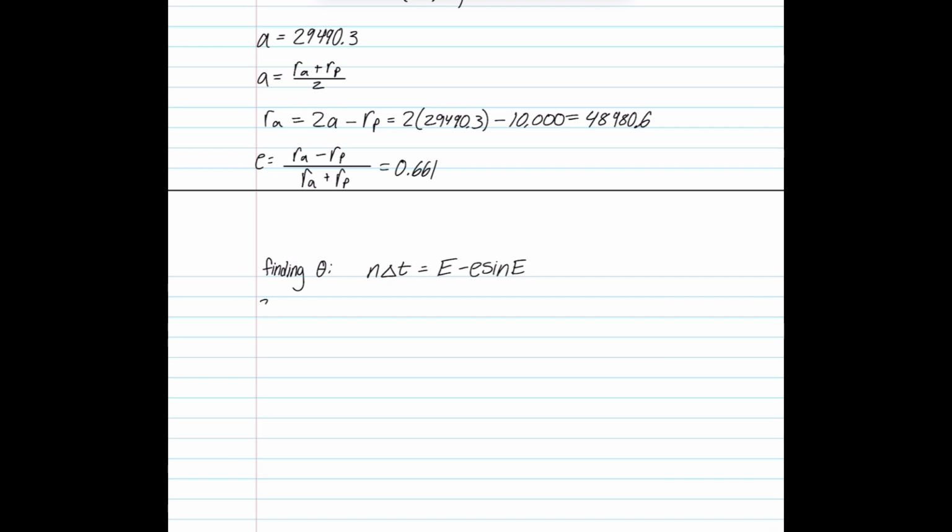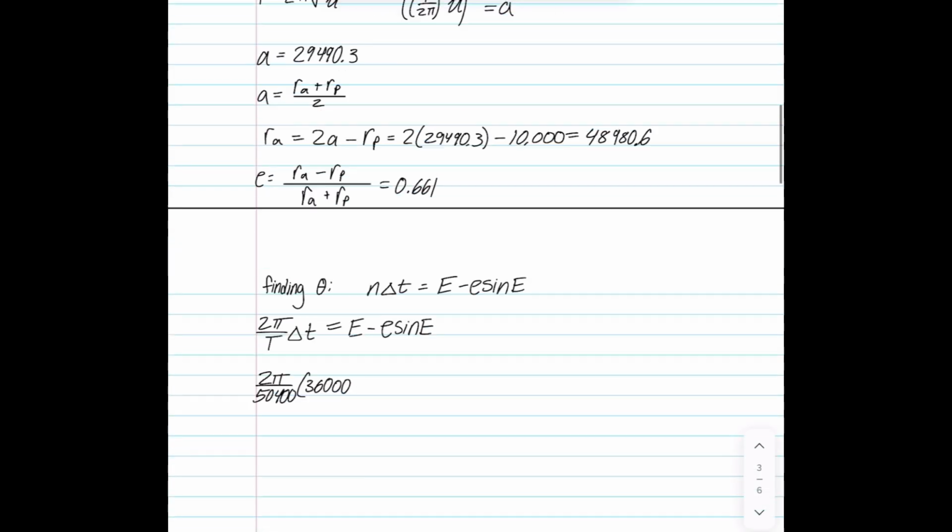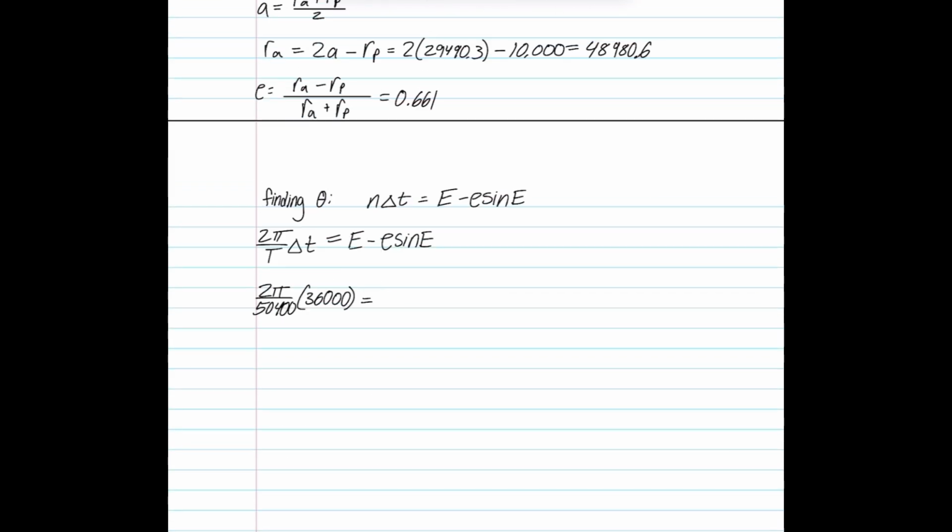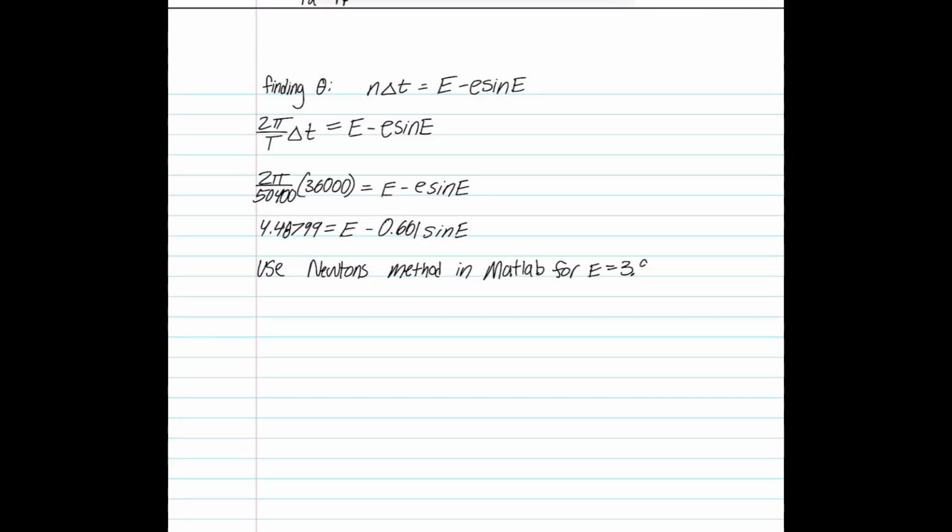We don't know where this spacecraft is, so we don't know what the eccentric anomaly, capital E, is, but we do know the rest of the values, so we can plug all those in, simplify, and use Newton's method to solve for the eccentric anomaly. So we find that E equals 3.9915 radians.